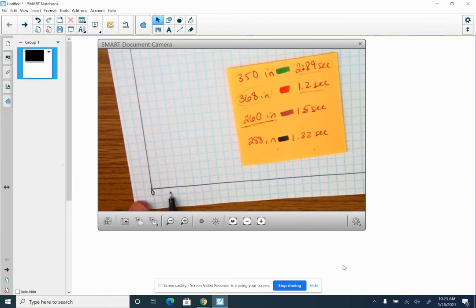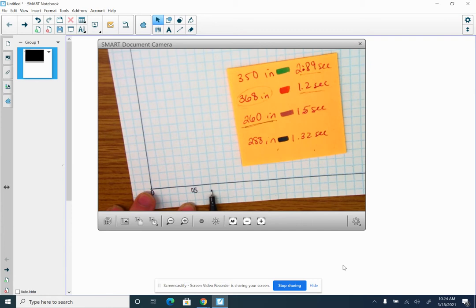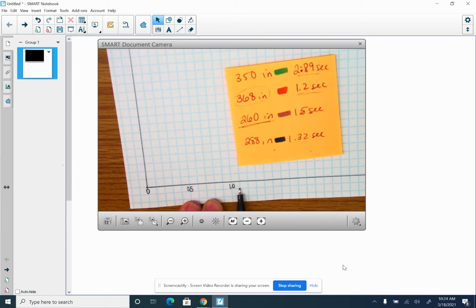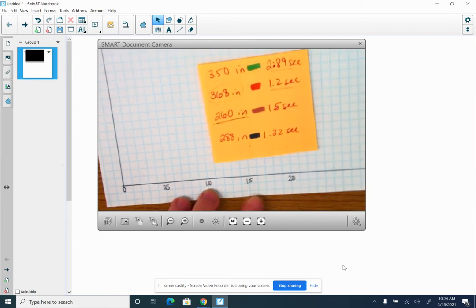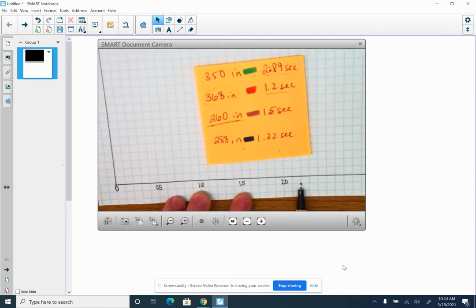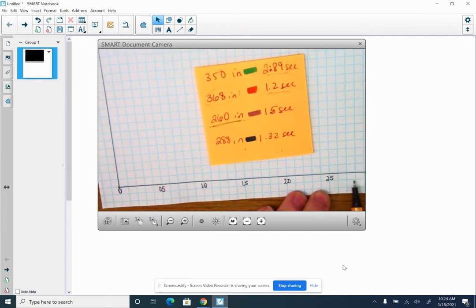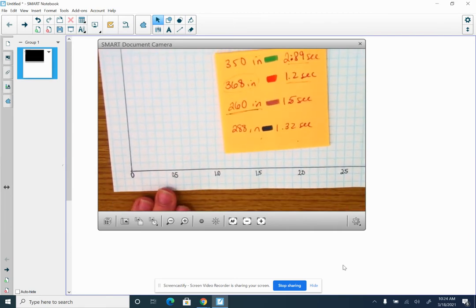So this would be 0.1, 0.2, 0.3, 0.4, 0.5, 0.6, 0.7, 0.8, 0.9, 1, 1.1, 1.2, 1.3, 1.4, 1.5, 1.6, 1.7, 1.8, 1.9, 2, 2.1, 2.2, 2.3, 2.4, 2.5, 2.6, 2.7, 2.8, 2.9, and 3.